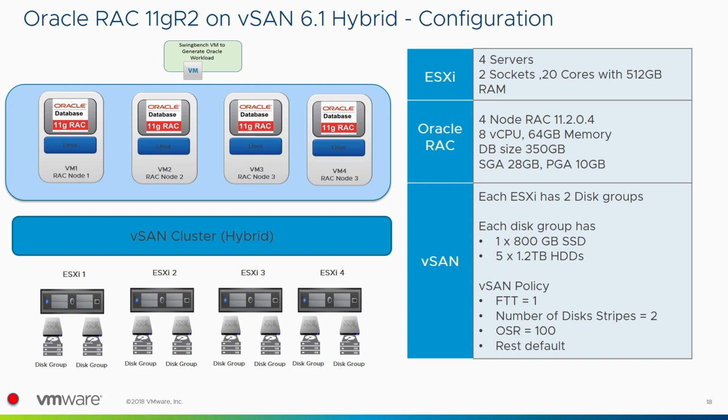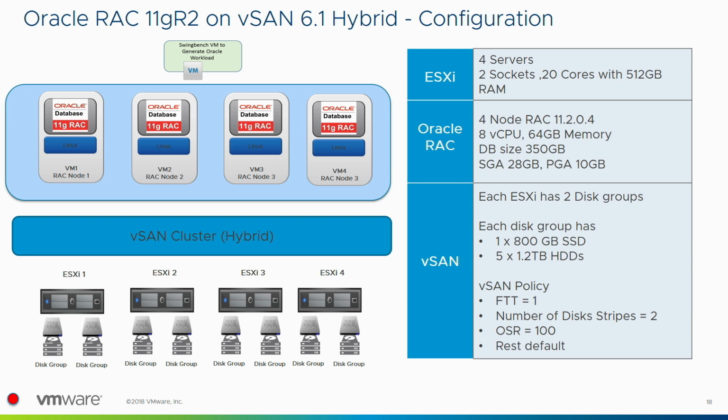Each ESXi server had 2 disk groups. Basically, as Chen explained, there are 2 types of disks in a disk group: one for cache and one for capacity. So every disk group had an 800 gigabyte SSD for cache and five 1.2 TB spinning disks for capacity.